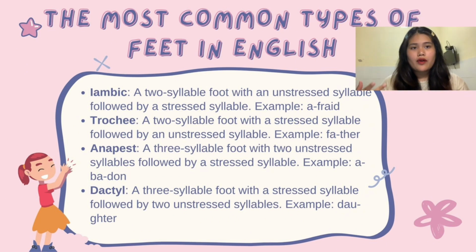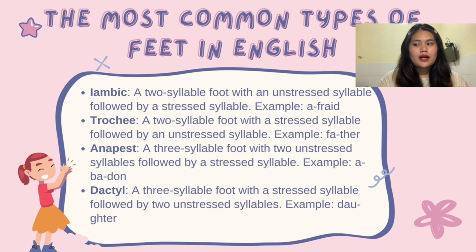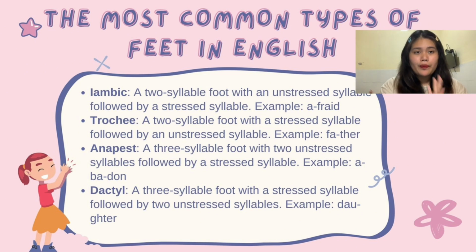A trochee is a two-syllable foot with a stressed syllable followed by an unstressed syllable. For example, "father." The third one is anapest. An anapest is a three-syllable foot with two unstressed syllables followed by a stressed syllable. For example, "abandon." And the last one is dactyl. A dactyl is a three-syllable foot with a stressed syllable followed by two unstressed syllables. For example, "daughter."